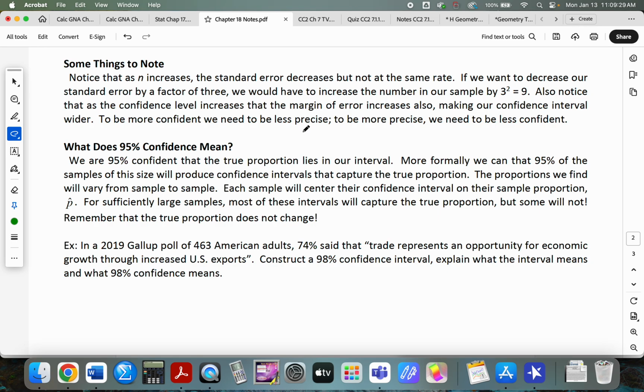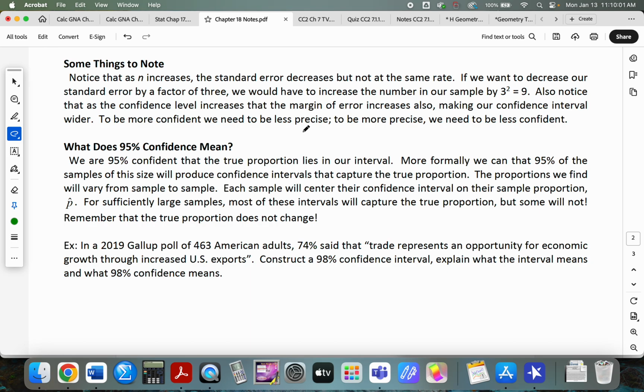Okay? So the proportions we find are going to vary from sample to sample. You might get 18% one time, 17.1% another time. You're going to get different proportions every time. The true proportion does not change. The proportion of our entire population doesn't change. What changes is the proportion in our sample. Our sample proportion is going to vary some. Remember, we called that sampling error.